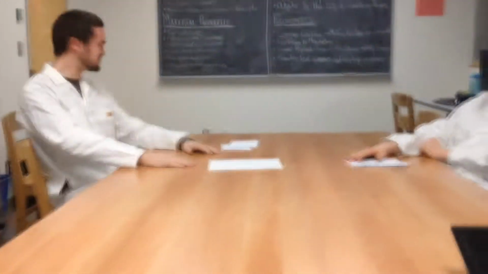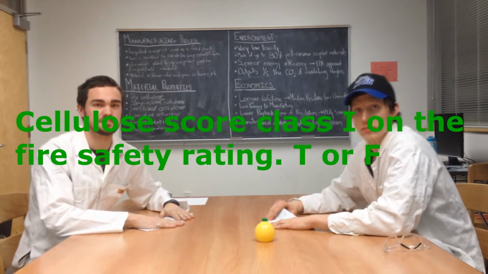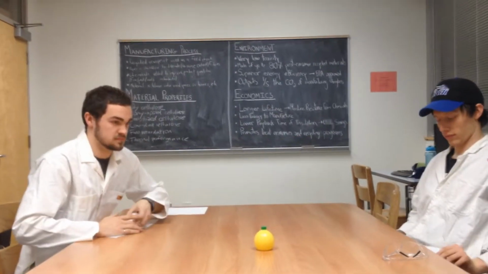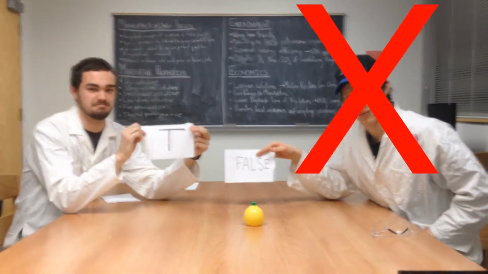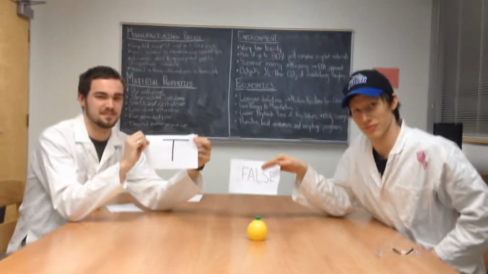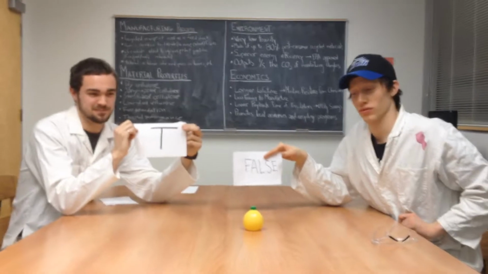Cellulose insulation scores class 1 on the fire safety rating. True or false? All right, 1, 2, 3. Show your answers. Oh, sorry, Lee. It is true that cellulose insulation scored maximum on the fire safety ratings. So it's a punishment. You have to drink that lemon juice right there.